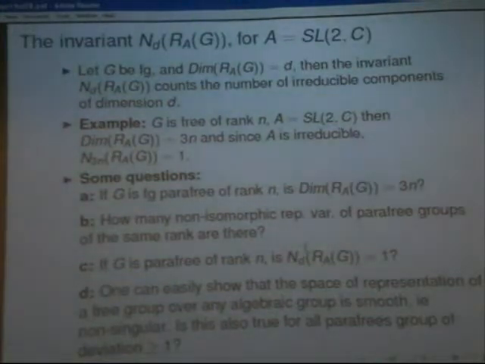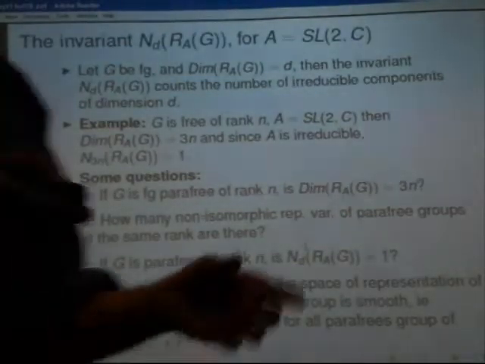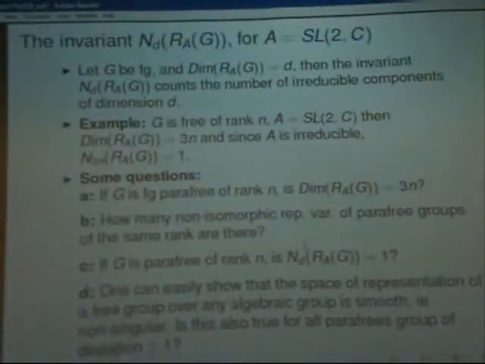For example, if G is Parafree of rank n, is the dimension of the spatial representation of G equal to 3n? Okay? How many non-isomorphic representative varieties of Parafree groups of the same rank are there? Remember that up to isomorphism, there is only one representative variety of a free group of rank n. Only one. So if you have a Parafree group of rank, let's say 2 and deviation 1, you can say, how many non-isomorphic representative varieties are there? Right? How many are there? Maybe 1. That would be wonderful. That would be just wonderful.